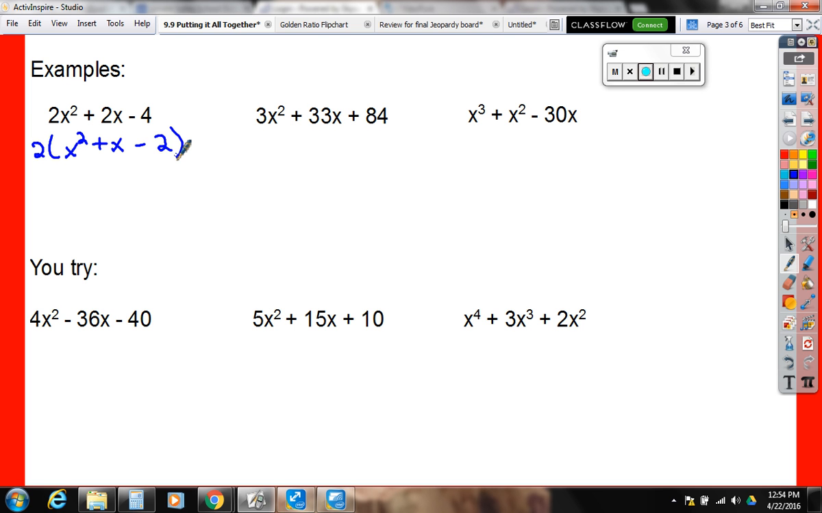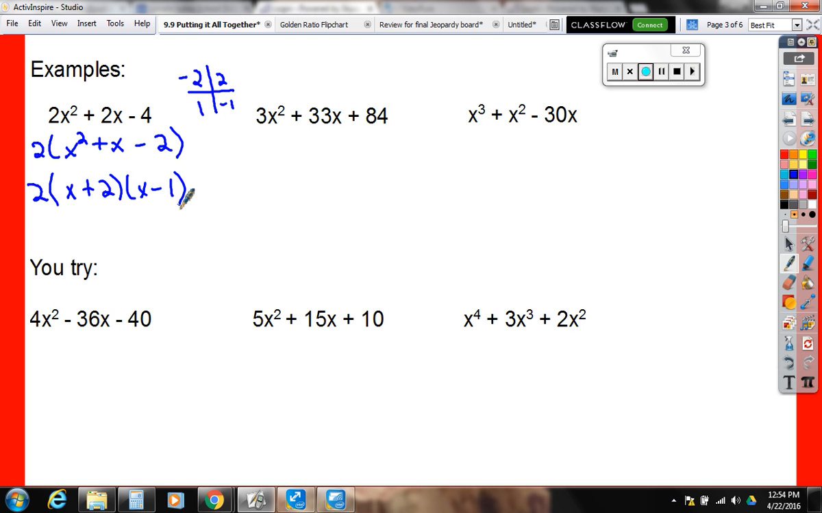So this is where we can use the tic-tac. We do -2 and 1. What two numbers multiply to give us -2 and add to give us +1? 2 and -1. Can't be too hard because we only have one pair of factors for 2. So we end up with 2 is still a factor, x plus 2, and x minus 1. So we have 3 factors that make up that number.